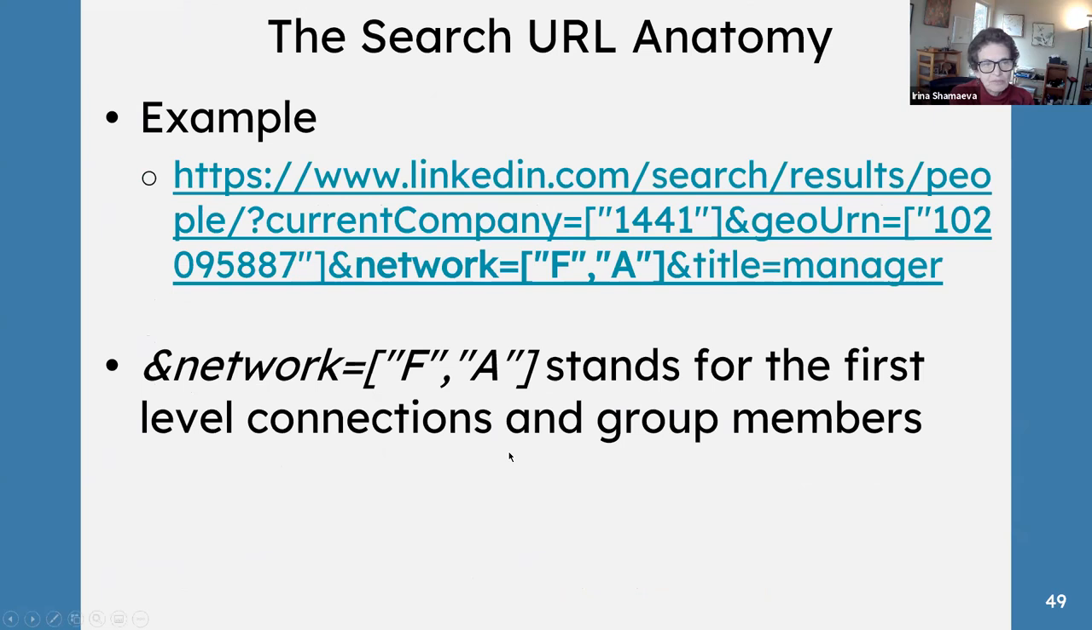So here's an example URL. We're searching for people at some current company, some location. And here I'm putting F and A, which means first connections and group members. And in theory, I can message these people for free. Okay.